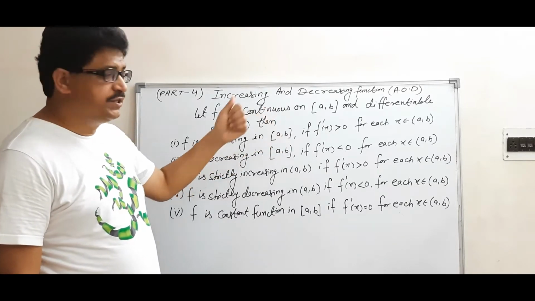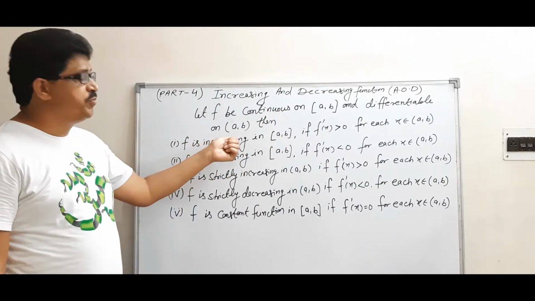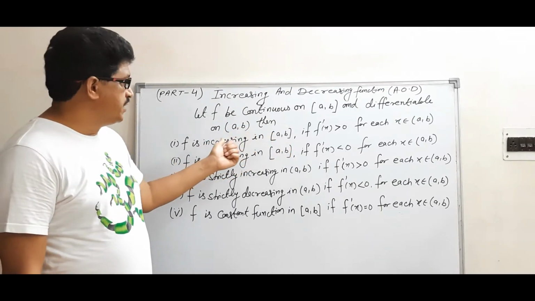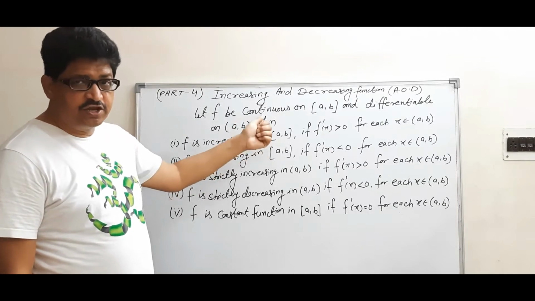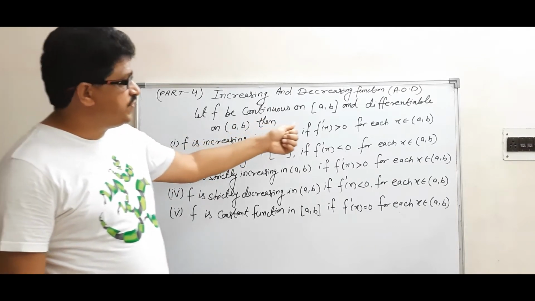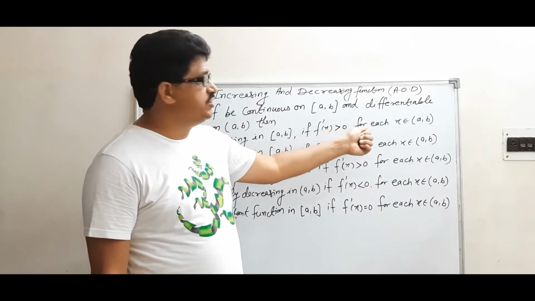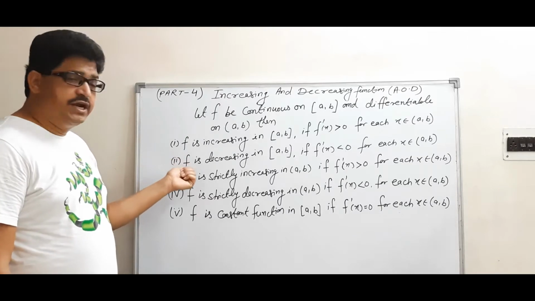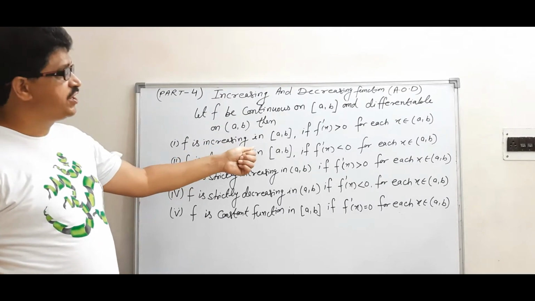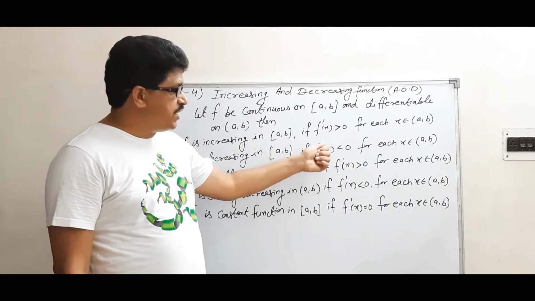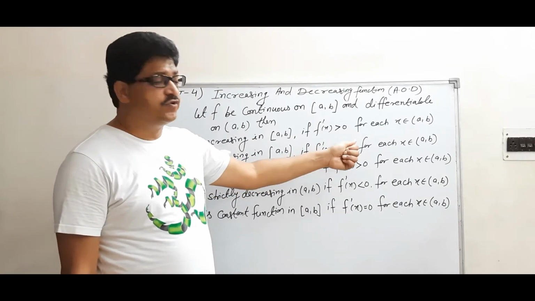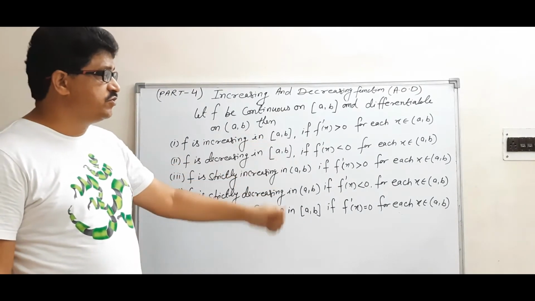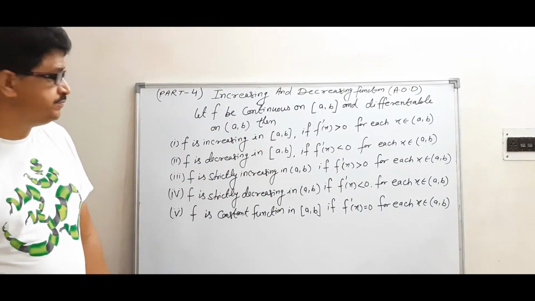Continuous and differentiable. Then f is said to be increasing in the closed interval [a, b] if f'(x) is greater than 0 for each x belonging to [a, b]. Second, f is decreasing in the closed interval [a, b] if f'(x) is less than 0 for each x belonging to [a, b]. If f'(x) is less than 0, then it is decreasing.